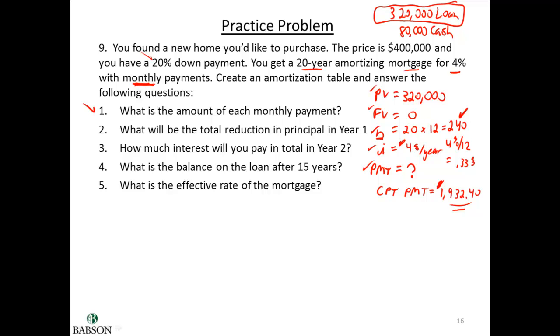The other way to do this, I'm going to put this down here in a corner because it's not a method that I'm going to use that often, is we can change our calculator settings. Remember that P/Y? Change that to 12. And if we change that to 12, then we can leave I at 4%. So here are your two choices.